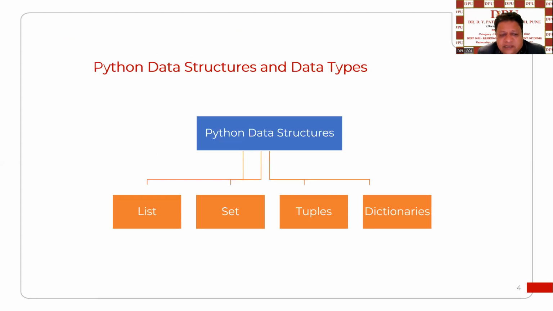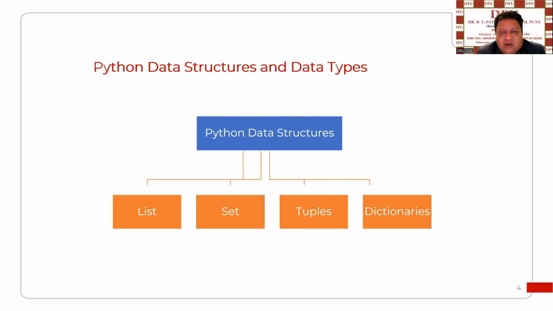When I say Python data structures, we have two types. One is called the primary data types. The primary data types include integer, float, string, and boolean. So these are the primary data types that we find in Python. They are already built into Python.